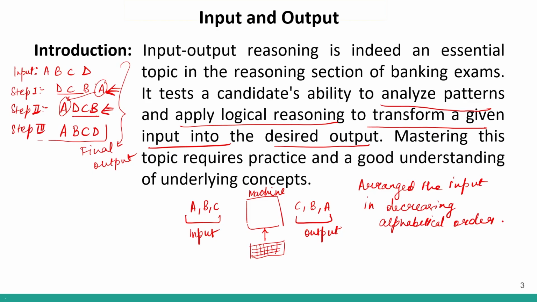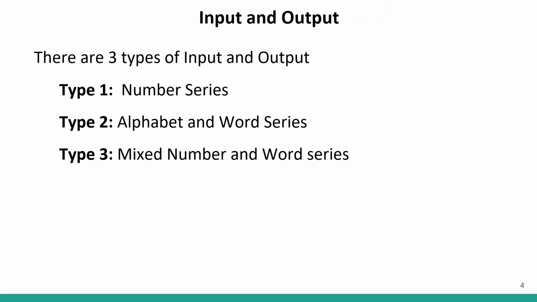Clear? This will be clearer to you with the help of some questions. Before we start discussing the questions, there are 3 types of input and output, basically 3 types of problems that can be formed. Type 1 is number series. As the name suggests, all numbers, so 2, 3, 8, 5, 6, let's say, and this is your input. Type 2 is alphabet word series. It could be A, B, C, D, E, F, any combination of alphabets.